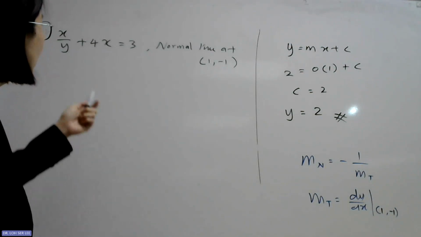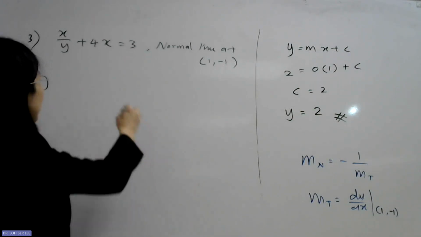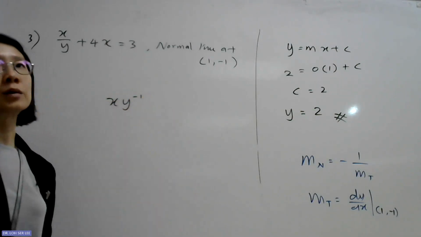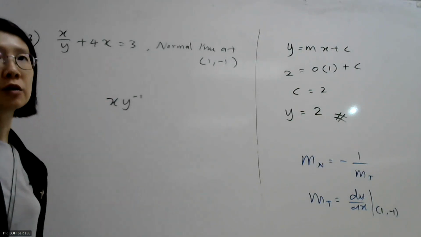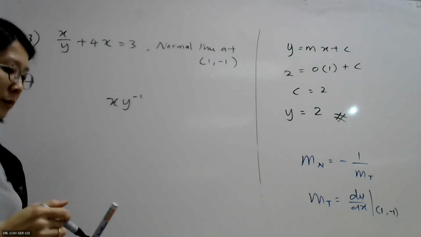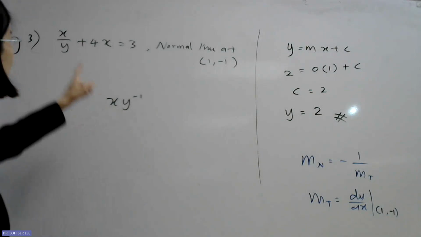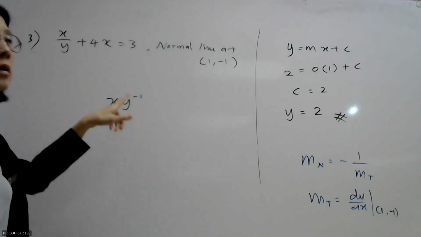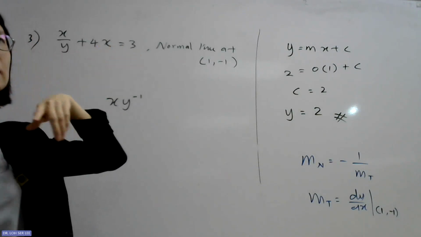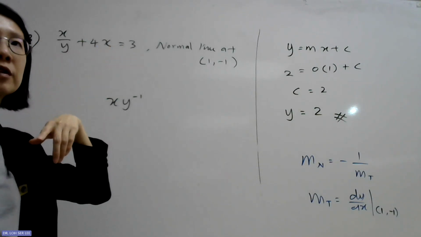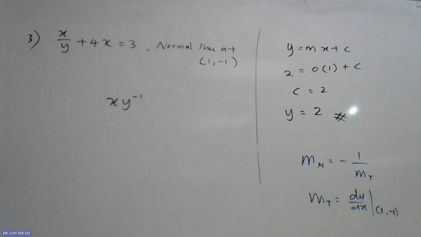This one you can either use the quotient rule. If you remain in this form, you use the quotient rule. If you bring it up, you can use the product rule. If you multiply all terms by y, you use implicit differentiation. It depends on how you want to solve it. You will get the same answer. Here's the answer.